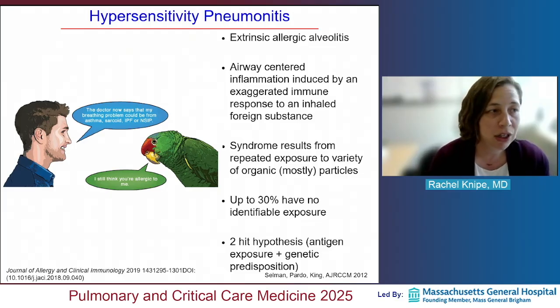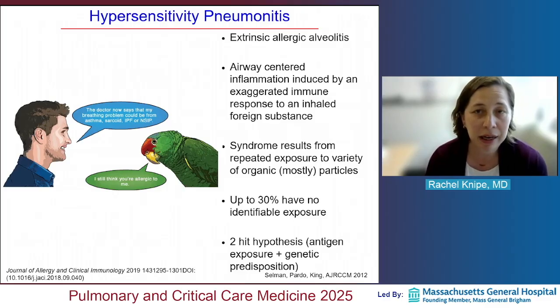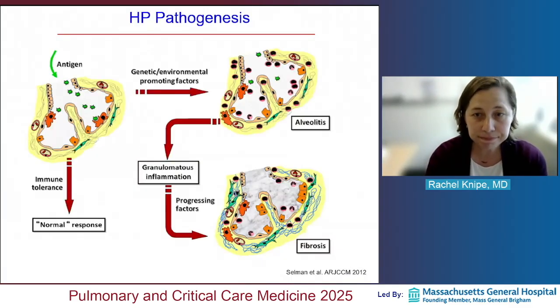It's an airway-centered inflammation induced by a really exaggerated immune response, usually to an inhaled foreign substance. It's a syndrome that results from, we think, repeated exposures to a variety of mostly organic particles, but also some inorganic particles. And although I'm going to focus a lot on trying to identify inhaled antigens, up to 30% of cases have been reported to have no identifiable exposure, which can make diagnosis challenging. But the thought is really that this is one of many diseases that result from a two-hit hypothesis, so that there's some antigen exposure on top of some genetic predisposition resulting in disease.